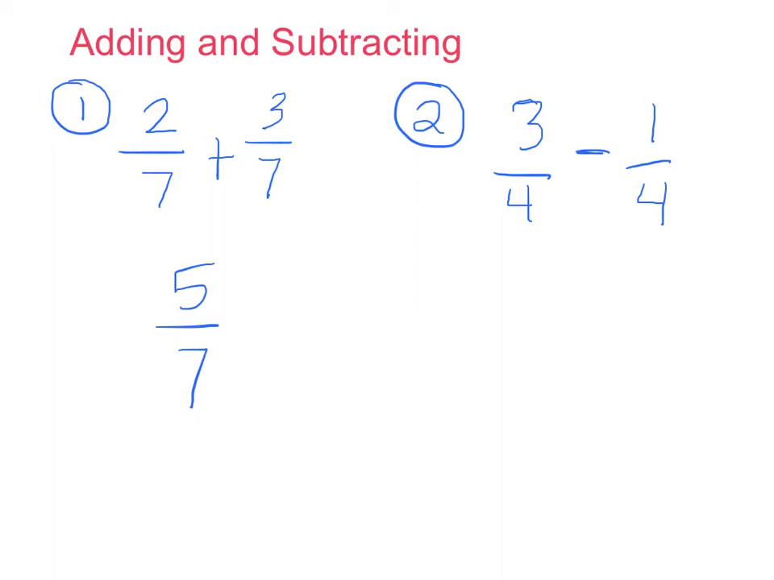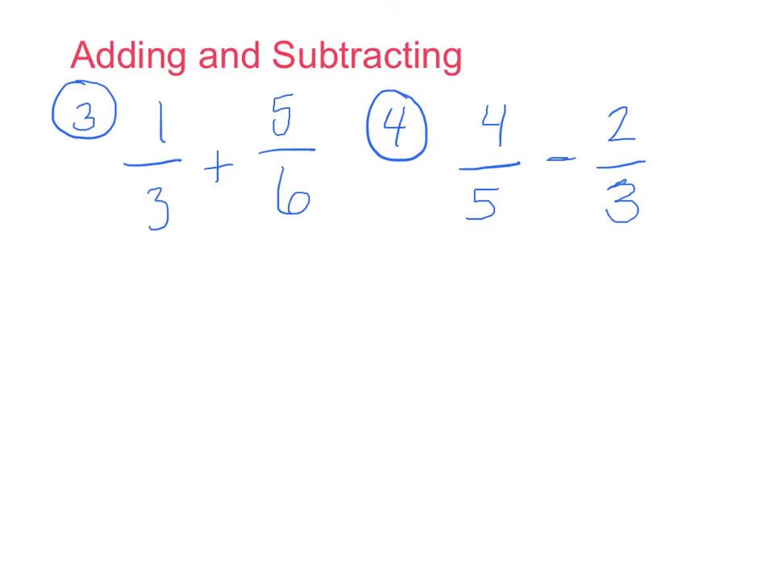Number 2, 3/4 minus 1/4. They both have the same denominator, so we can go ahead and just subtract. So 3 minus 1 is 2. The denominator stays the same, so 2/4. But now we've got to ask ourselves, does anything go into 2 and 4? Well, 2 goes into 2 and 4, so you divide the top and the bottom by 2. 2 divided by 2 is 1, 4 divided by 2 is 2, so your answer is 1/2. You have to simplify your answers.